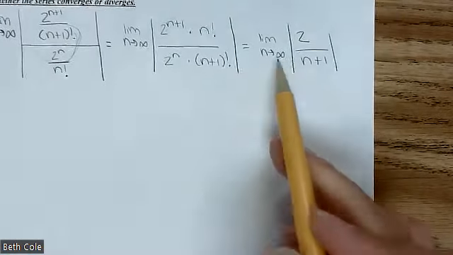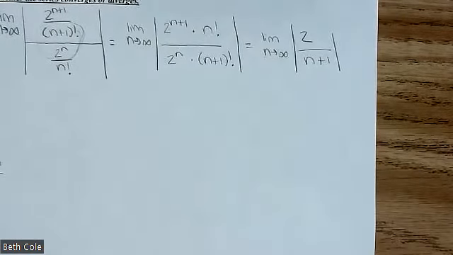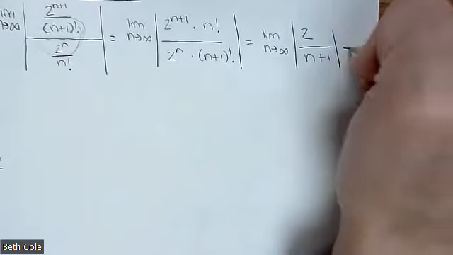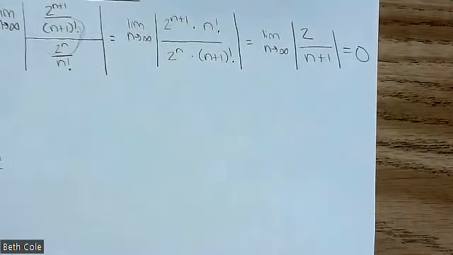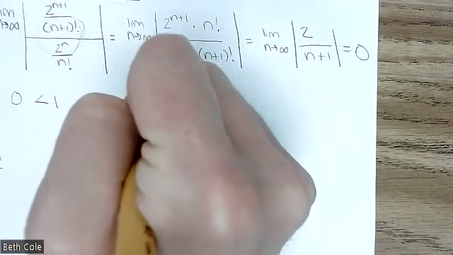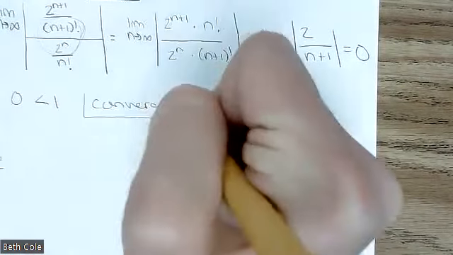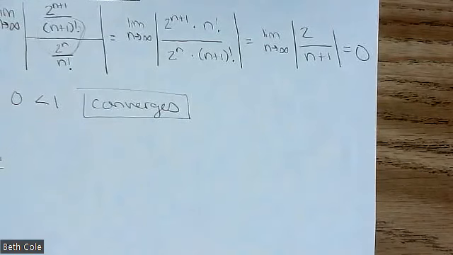All right, here's the point. As n goes to infinity, where does this limit go? 0. And here's the big question. Is that bigger or smaller than 1? That's what tells you if it converges or diverges. Smaller than 1. So 0 is less than 1. Converges. And you would normally say converges by ratio test.